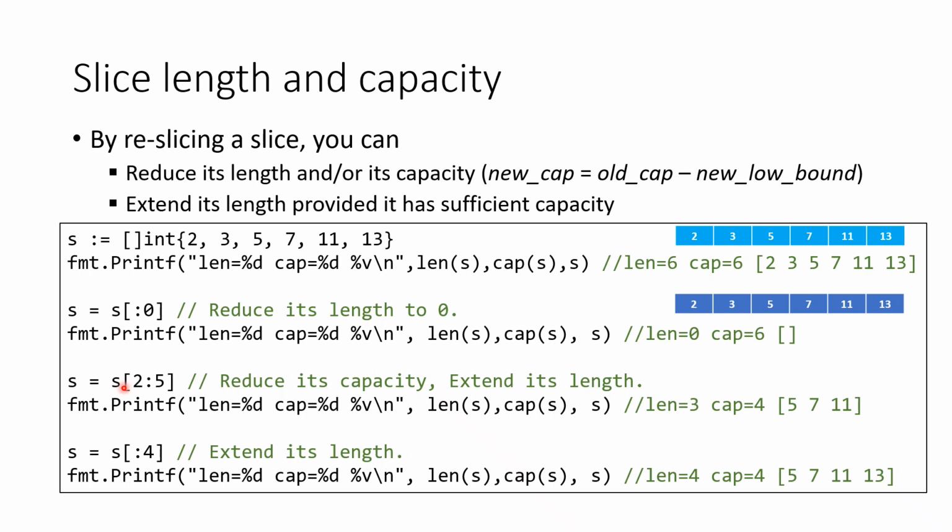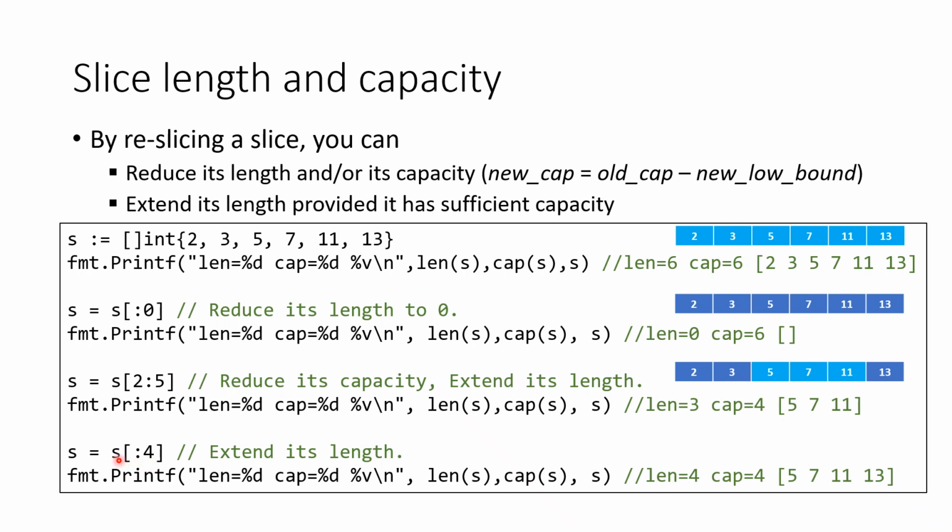Then we reslice S with the low bound of 2 and the high bound of 5. This reslicing reduces its capacity by 2 because the new low bound is 2. So the new capacity equals 6 minus 2, which is 4. This reslicing also extends its length from 0 to 3 because now there are 3 elements in the slice from index 2 to index 4 of the underlying array.